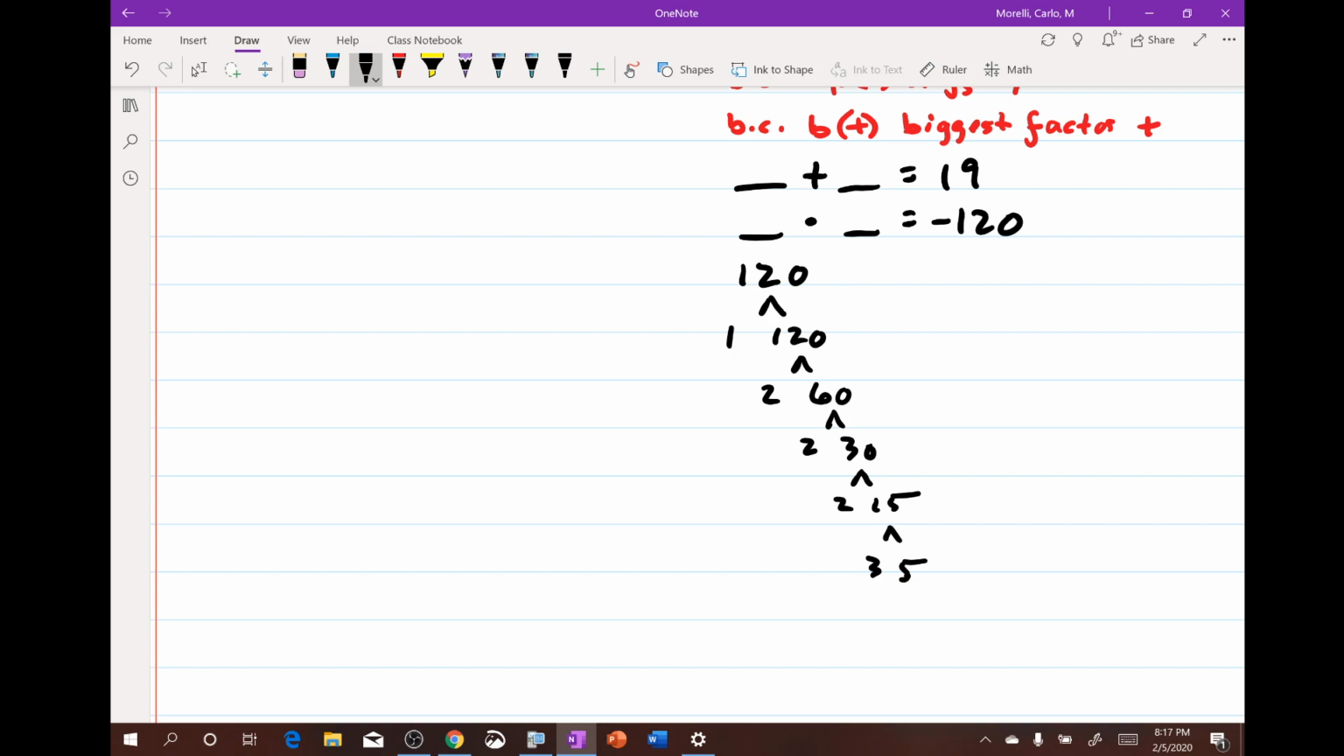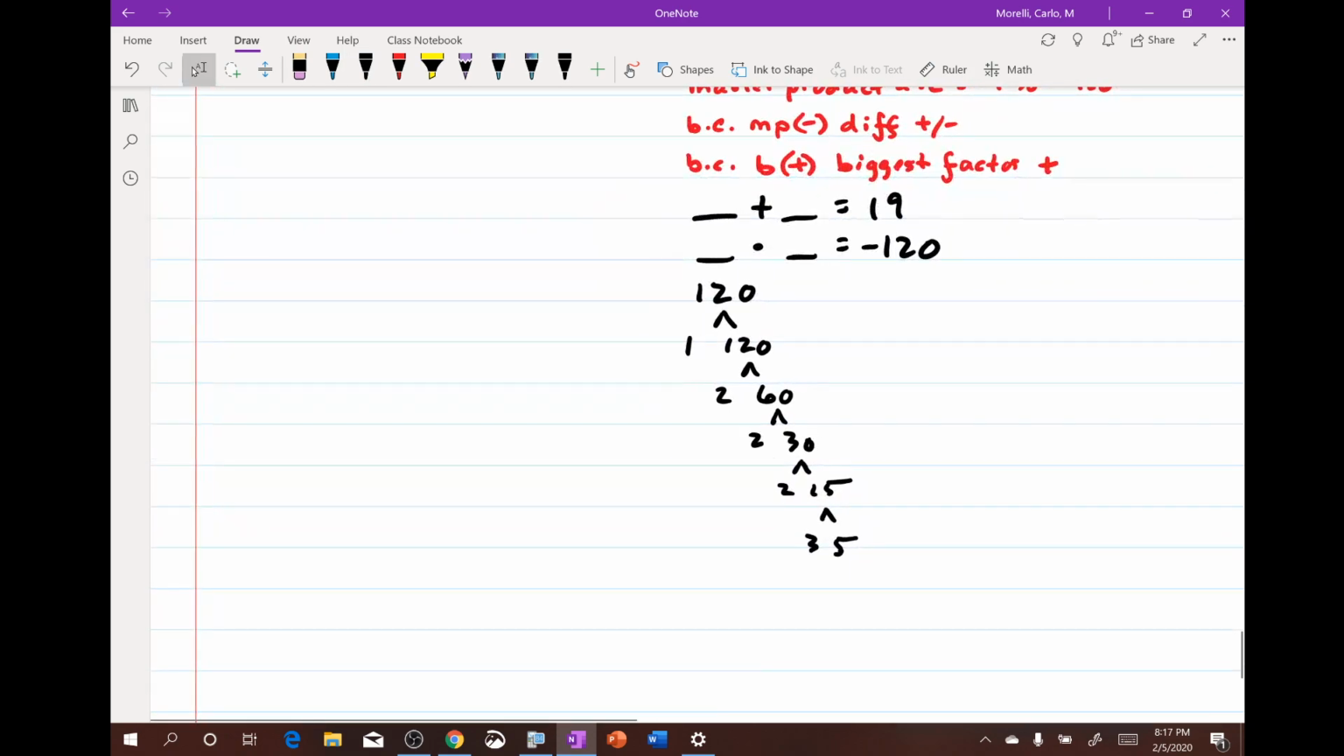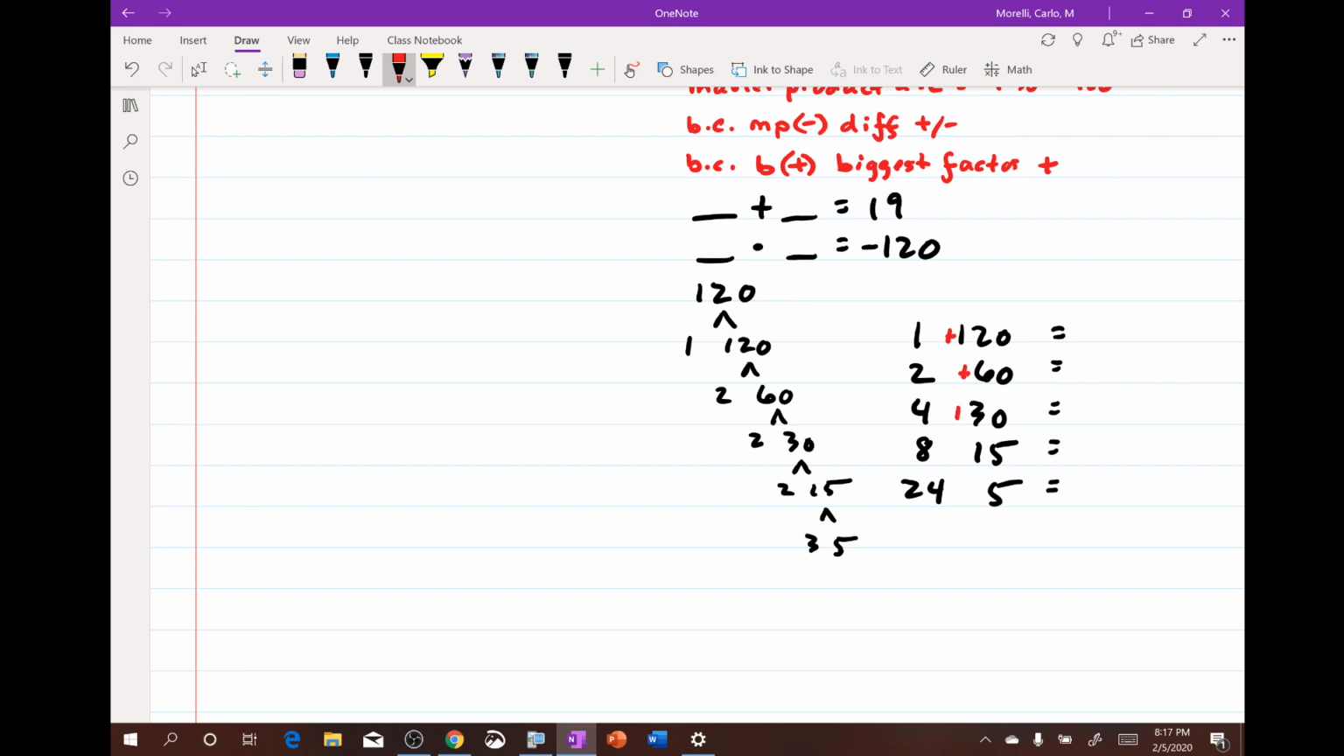Okay, so let's list out all of our possible factor pairs: 1 and 120, 2 and 60, 4 and 30, 8 and 15, and 24 and 5. Okay? So here's the deal. They're going to have different signs, and the biggest factor will be positive. So let's put a plus sign here, plus sign, plus sign, plus sign, plus sign, and then we'll give minus signs to the smaller numbers. And let's add them together and see what we get.